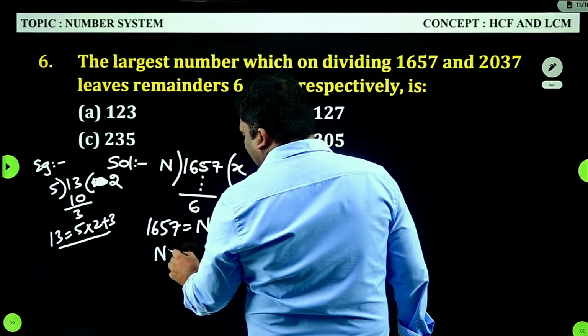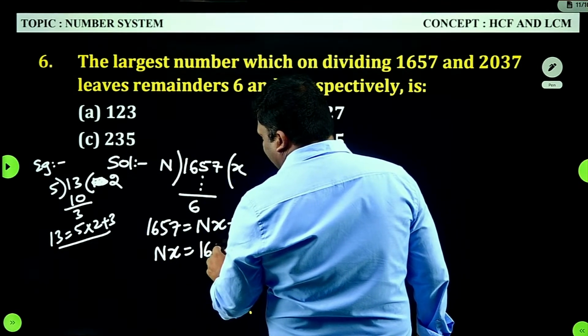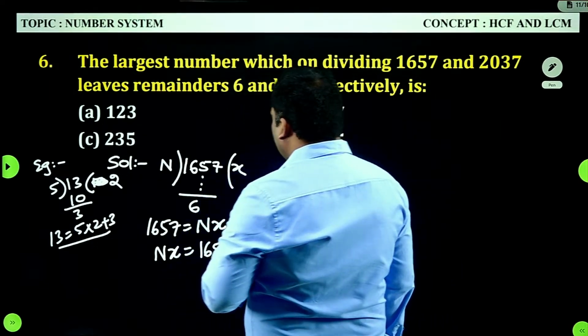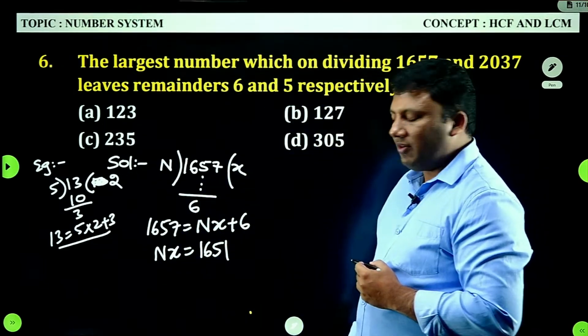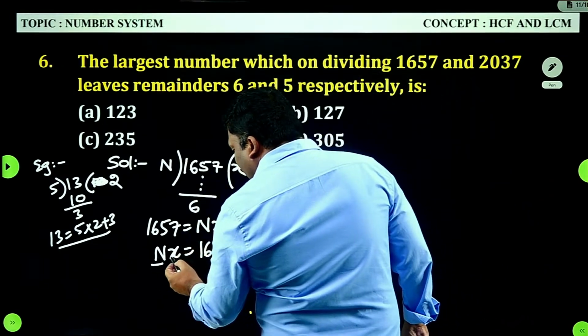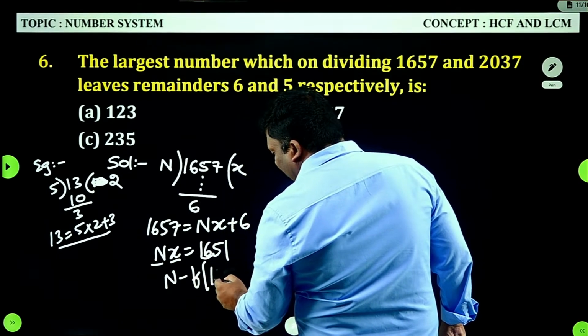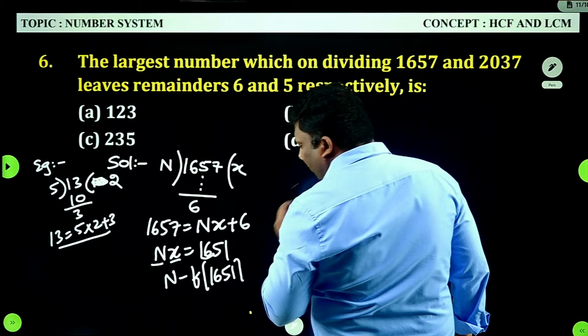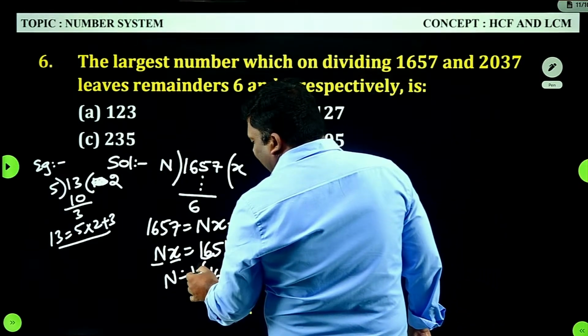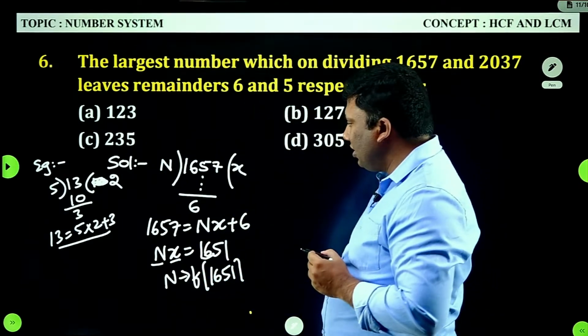So nx will be 1651. This is a natural number. So n should be a factor of 1651.